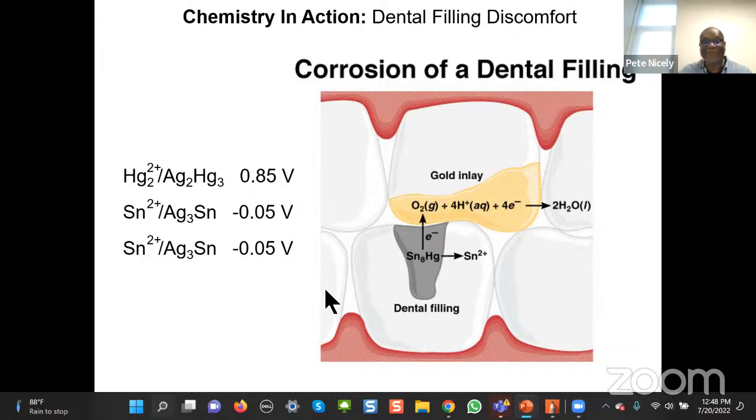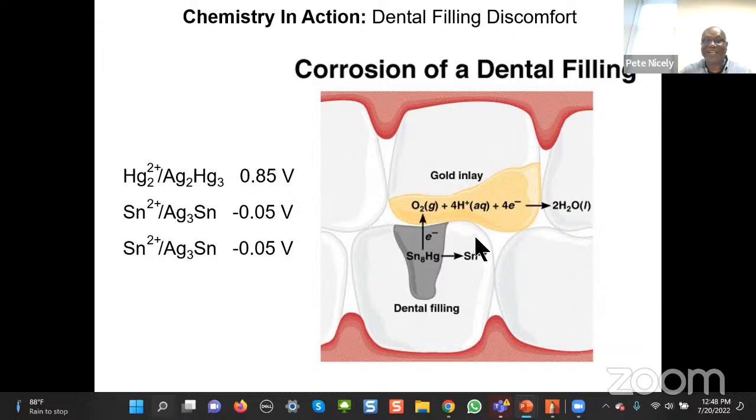Anyway, what I suspected happened in my case is basically what is described in this series of reactions here, where the mercury filling here, this combination here, undergoes oxidation to form the tin 2+, and I think mercury is left behind here, the actual mercury metal. And so that's the oxidation reaction. The corresponding reduction reaction, half reaction, is this right here.